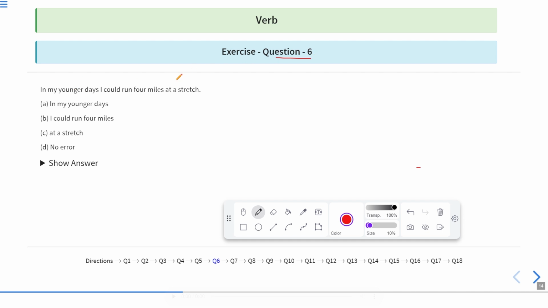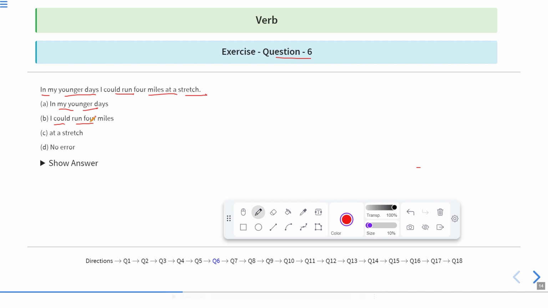Here, this is question number 6. In younger days, I could run 4 miles at a stretch. Now, in my younger days means the days when I was young. I could run 4 miles. Now, "could" shows the ability of the past. Of course, if I say in my younger days, it means these younger days have passed.